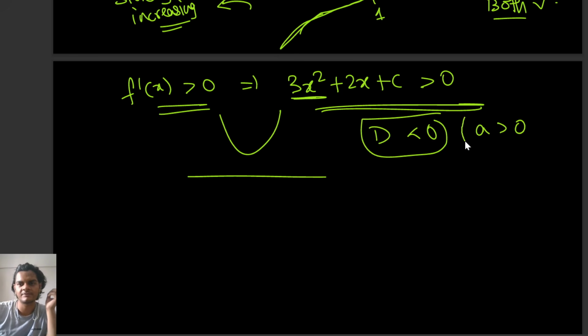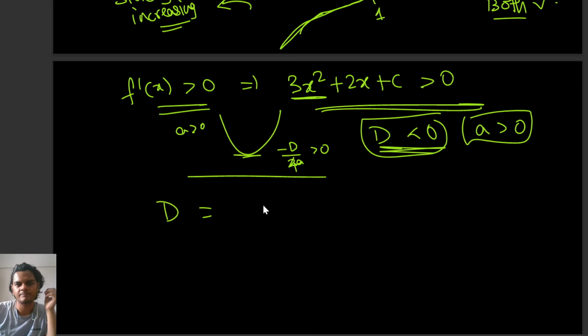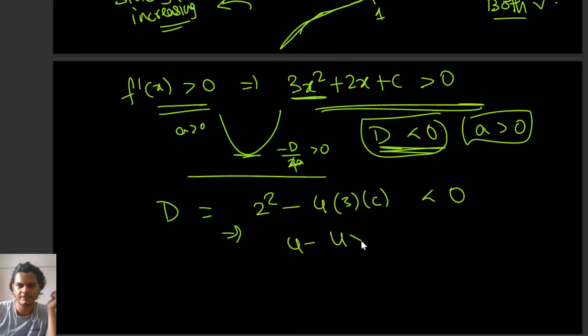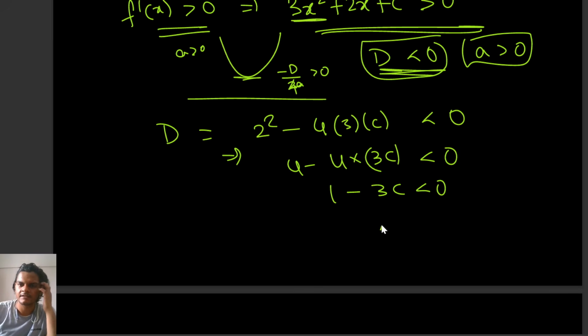A is greater than 0, and the vertex value, minus D by 4A, has to be greater than 0. So D has to be less than 0. What is D? D is equal to 2 square minus 4 into 3 into c, and this is less than 0. That means 4 minus 4 into 3c is less than 0. So 1 minus 3c is less than 0. In other words, c is greater than 1 by 3.